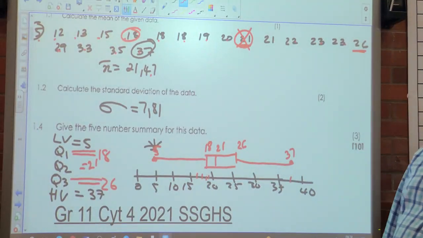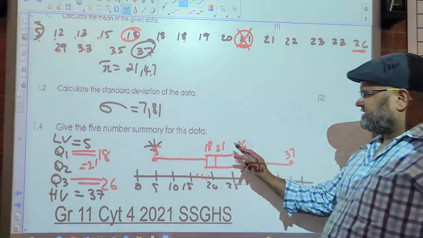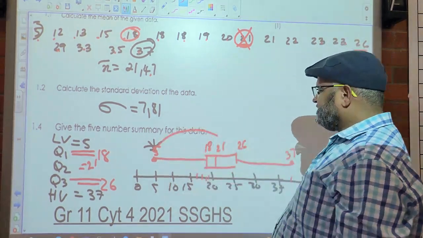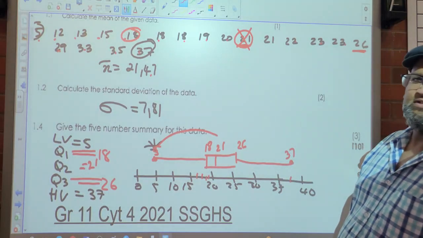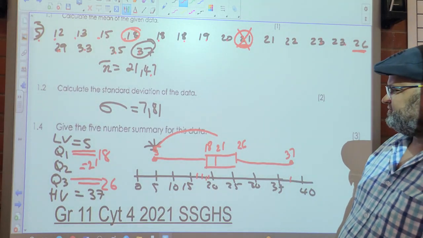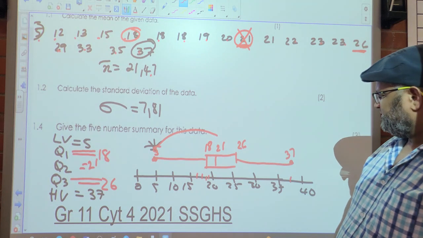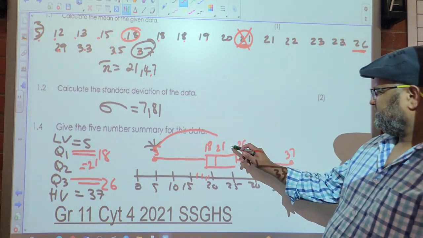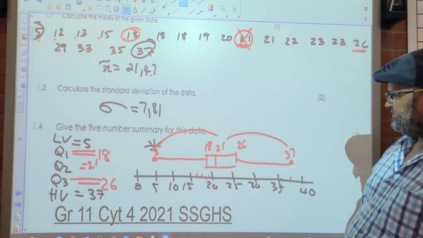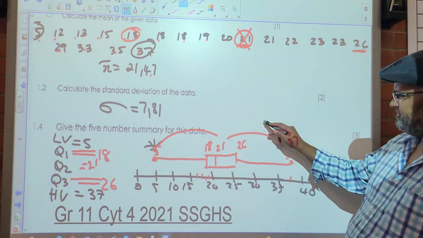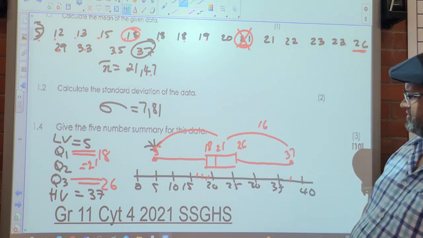Okay, you see that, people? What's the distance between 5 and 21? 21 minus 5 should be 16. Let's check that. 21 minus 5? 16. 37 minus 21? 16. Okay, so it's 16 and 16.